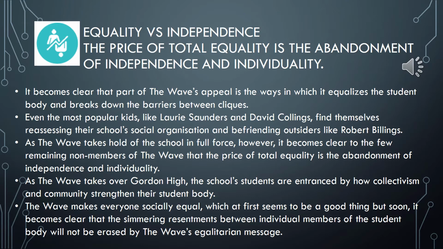Remember when we went through the characters? Robert Billings was a typical stereotype of the class loser. Okay. As the Wave takes hold of the school in full force, however, it becomes clear to the few remaining non-members of the Wave that the price of total equality is the abandonment of independence and individuality. As the Wave takes over Gordon High, the students are entranced by how collectivism and community strengthen their student body. Remember how Ben Ross in the beginning keeps pushing the idea of community and how discipline will only occur through this collectiveness, this community that takes place.